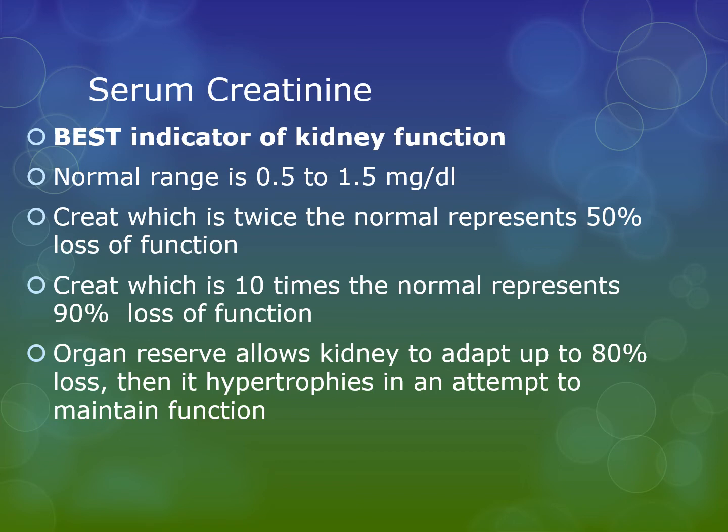Now, why are all these percentages important? Well, because we have a property called organ reserve. Our kidneys actually only utilize 20% of our nephrons on any given day. 20%. That means we have 80% organ reserve. The kidneys have a lot of extra.